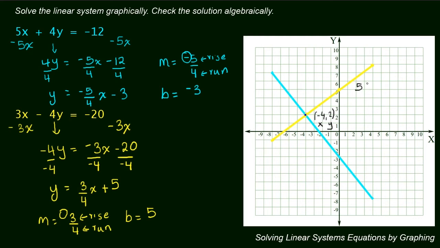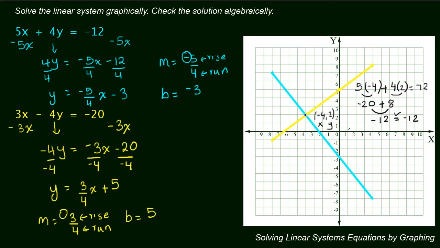5 times negative 4 plus 4 times 2, does that equal negative 12? 5 times negative 4 is negative 20. Positive 4 times 2 is positive 8. They're different signs, so I'm going to subtract and keep the sign of the bigger number, and I get negative 12, which is equal to negative 12. And so it's a solution for the first equation.